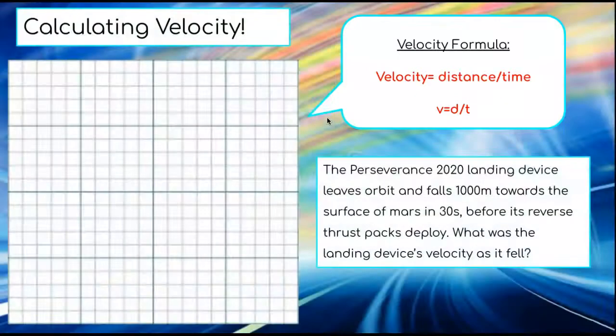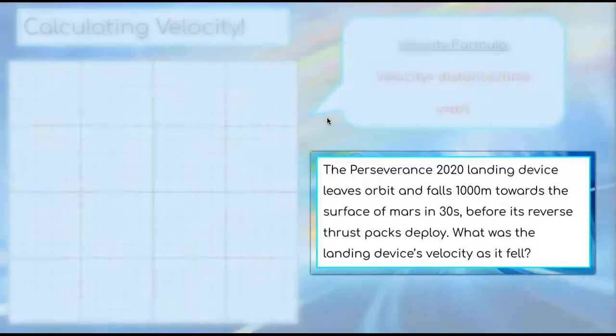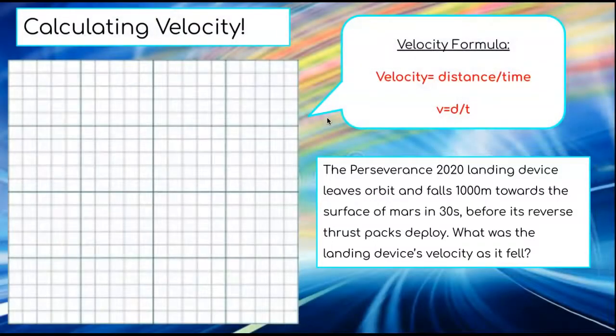So now let's look at a quick example of using our velocity formula to calculate the velocity of a moving object. So our example says that the Perseverance 2020 landing device leaves orbit and falls 1,000 meters towards the surface of Mars in 30 seconds before its reverse thrust packs deploy. What was the landing device's velocity as it fell? So this being our first example, it's pretty straightforward.